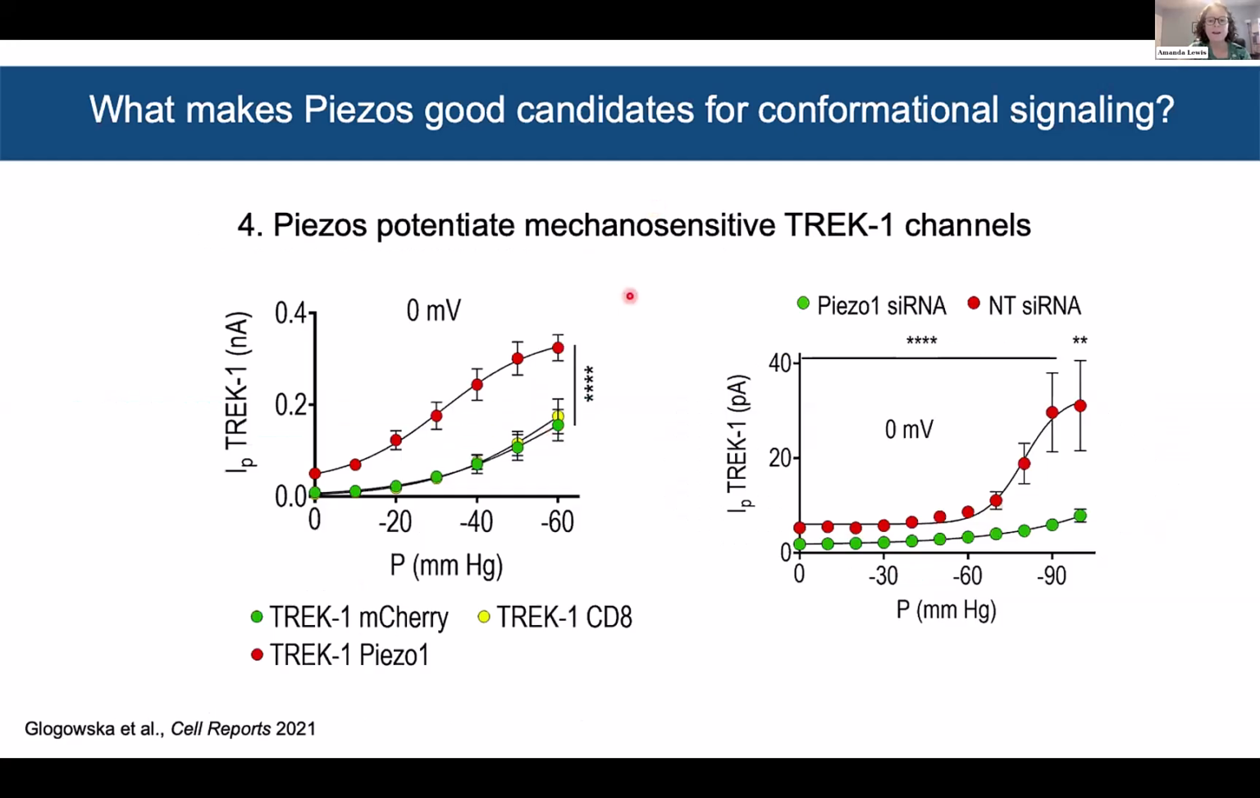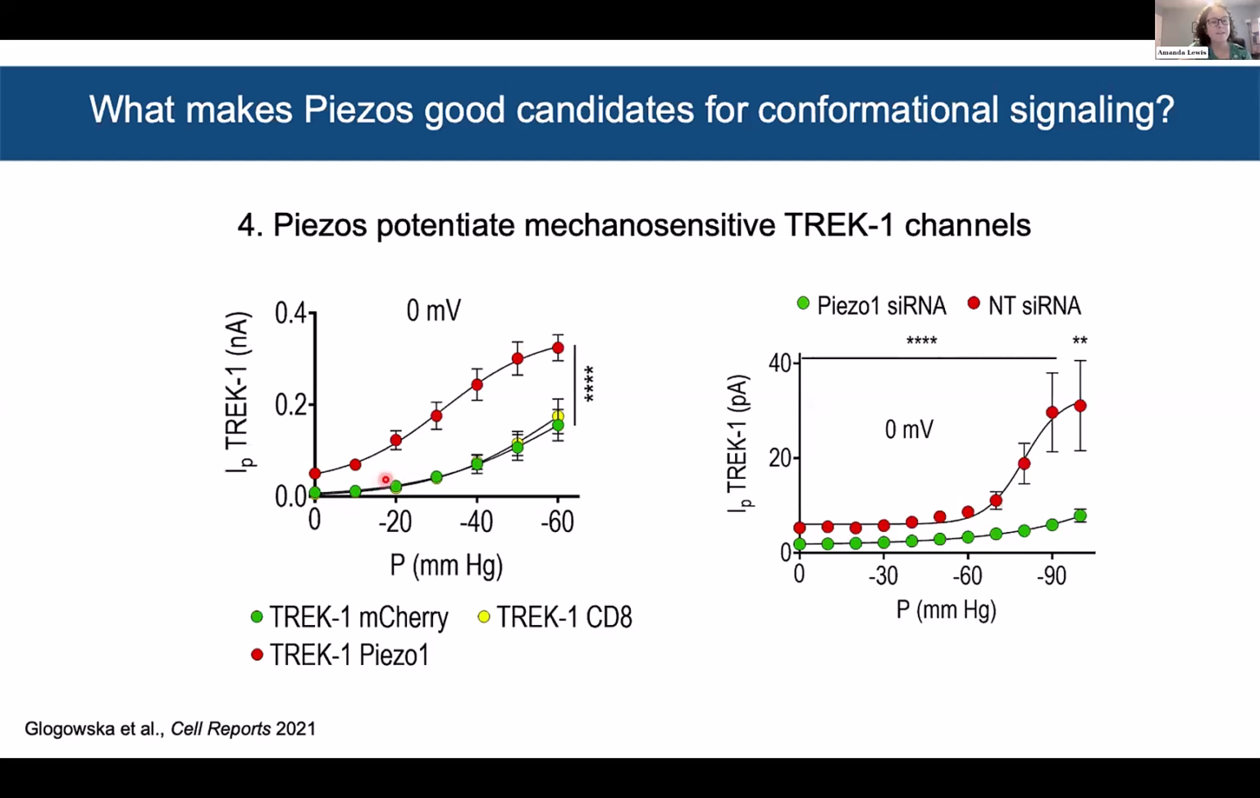And finally, we already had one good idea for a potential target of Piezo conformational signaling. And this comes from work a few years ago from Eric Honoré's lab. And I'll talk through these kinds of data more explicitly in just a second. But basically, what the Honoré lab found was that when you co-express Piezo1 and the mechanosensitive K2P channel, TREK1, you get a pretty substantial potentiation of the TREK1 current. So you can see here on the y-axis is the current through TREK1, and it's much greater in the presence of Piezo1 as a function of pressure in red than in its absence in green.